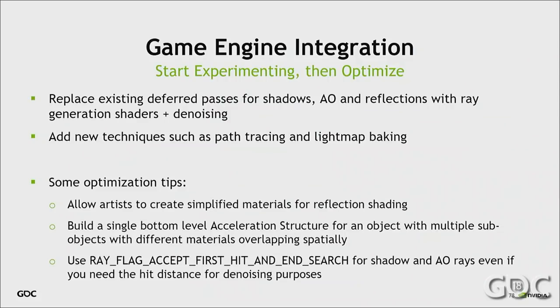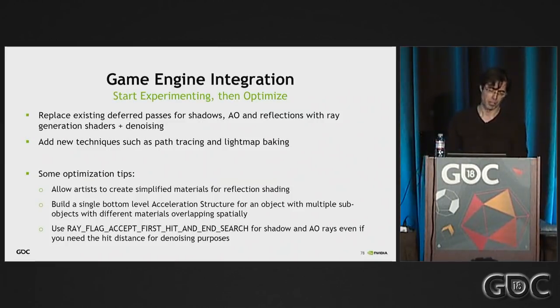Finally, once you've done all of this, you can start experimenting, as I said. So you can start replacing passes for shadow maps or ambient occlusion and reflections with ray tracing-based ones and denoising. And then you can add other techniques like the path tracing and the light map baking approaches that we just showed, for example. Three optimization tips, that's an anecdote, if you will, because there are definitely a lot of things that you will have to think about.